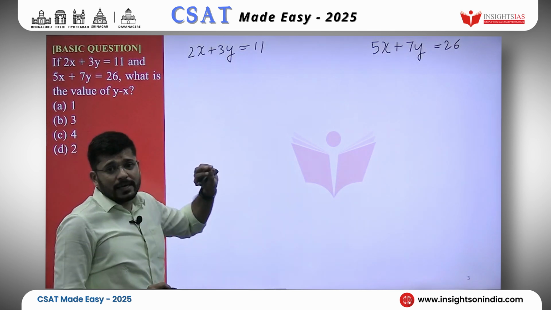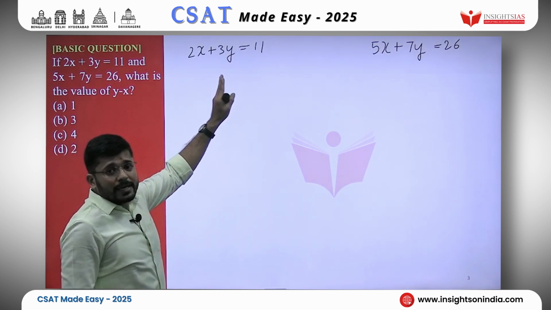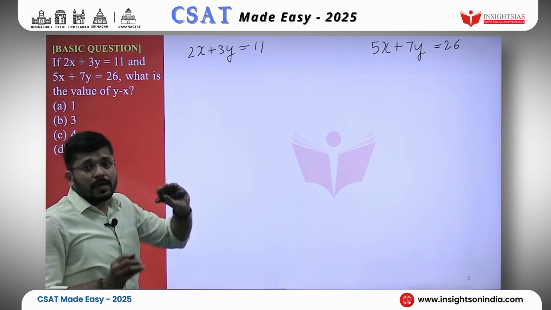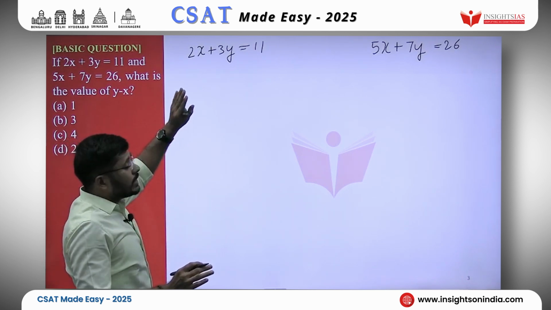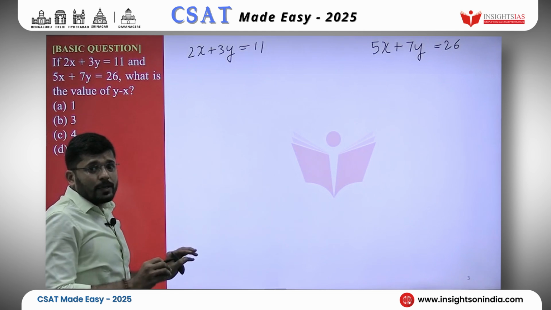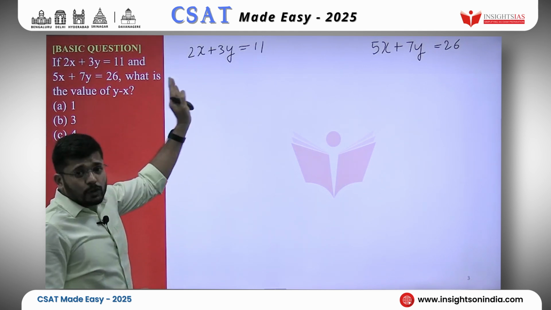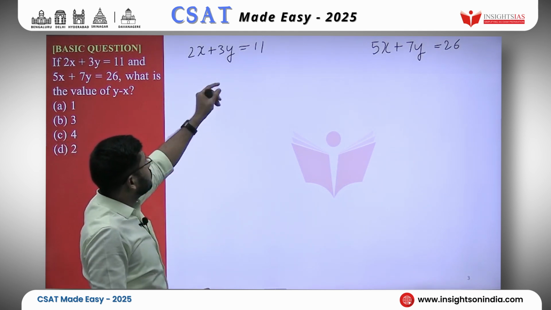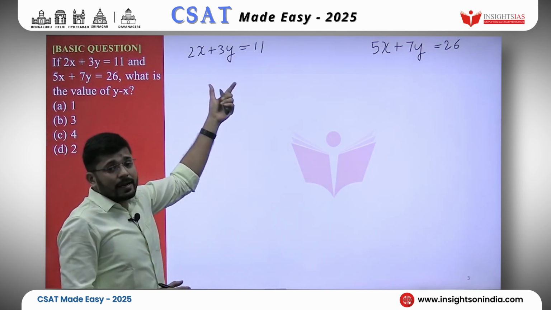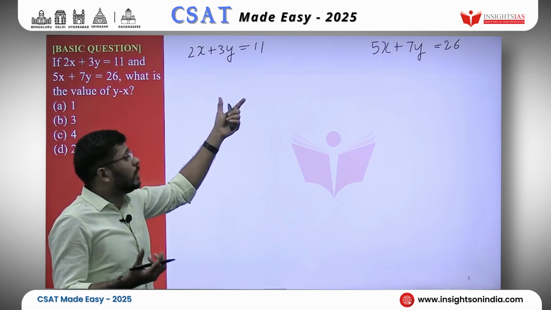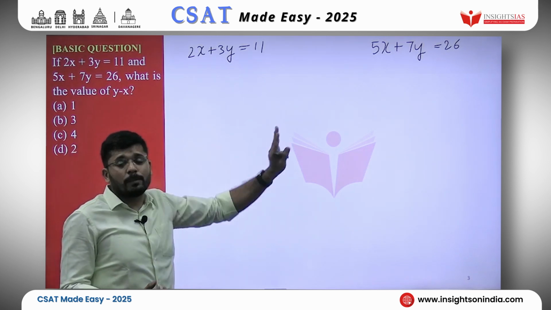Now I have decided that I will get the value of x first. Whichever variable you have decided to get the value of, send it to the RHS, and the remaining one, that is y, leave only that variable on the LHS. The rest of them go completely to the RHS.